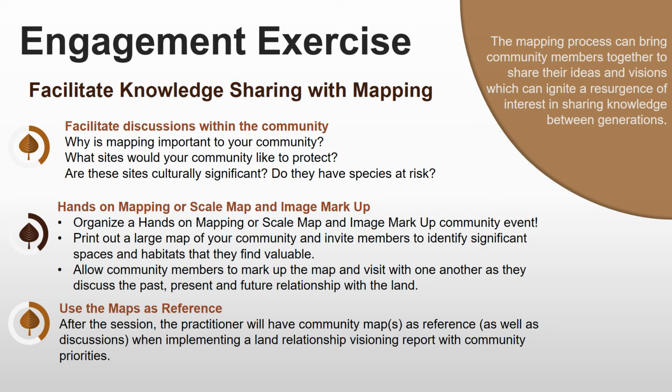All you need to do is invite community members to share their knowledge and provide a space to write down information. Print out a large map of your community or a space you wish to learn more about. Invite members to identify significant spaces and habitats that they find valuable. Allow community members to mark up the map and visit with one another as they discuss the past, present, and future relationship with the land. The result of this engagement will be a map, or more than one map, that you can use as a reference when implementing a land relationship visioning report with community priorities.